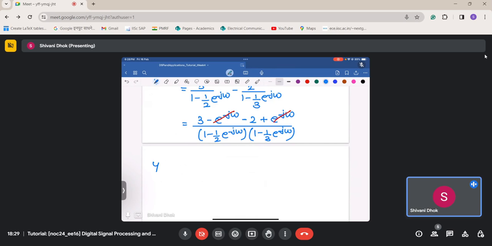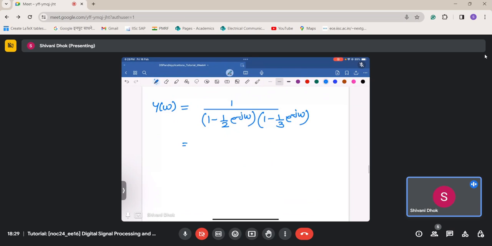So what is left is this Y of omega is equal to 1 upon 1 minus 1 by 2 into e power minus j omega multiplied by 1 minus 1 by 3 into e power minus j omega. So now I can write this as 1 upon 1 minus 1 by 2 into e power minus j omega multiplied by 1 upon 1 minus 1 by 3 into e power minus j omega.